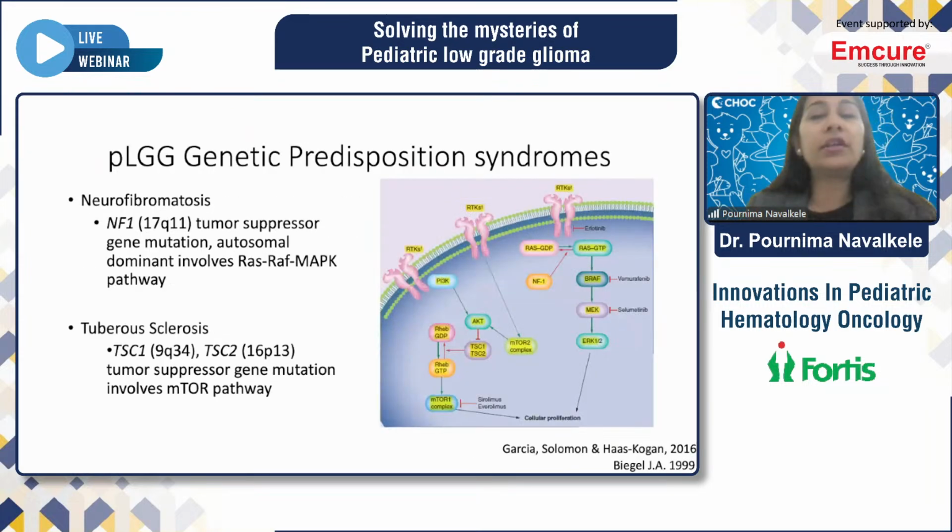So, what are the genetic predisposition syndromes in PLGG? The most common one is neurofibromatosis involving the NF1 gene on 17q11, which is a tumor suppressor gene, and it gives rise to the autosomal dominant condition of NF1, and it involves the MAPK pathway too. Tuberous sclerosis is another genetic condition where the TSC1 or TSC2 gene is involved. These are also tumor suppressor genes, and they involve the mTOR pathway. As you can see, both pathways are depicted in this picture on the right.